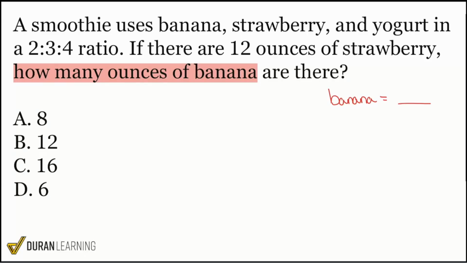equals blank. Now, obviously, I did skip over that first piece of information in that sentence. And so we see that it says 12 ounces of strawberry. Cool. So I'll go ahead and write that down as well. I'll just go ahead and say strawberry equals 12. Just like that.